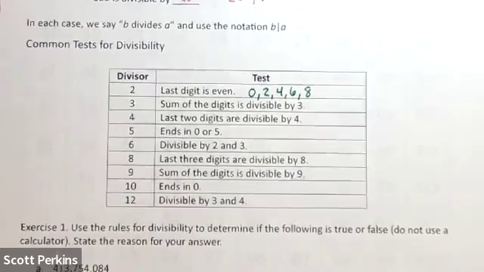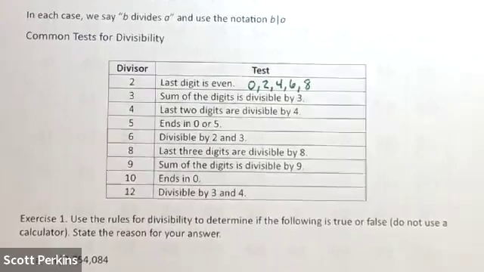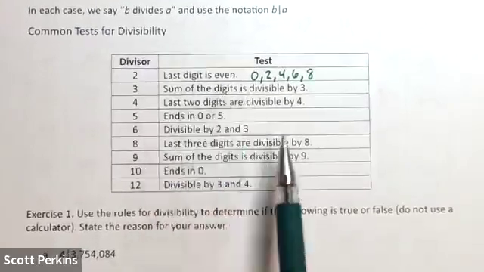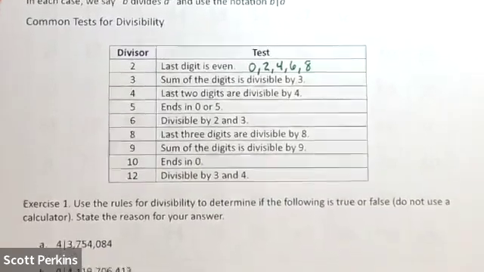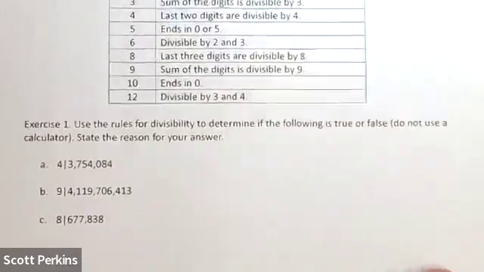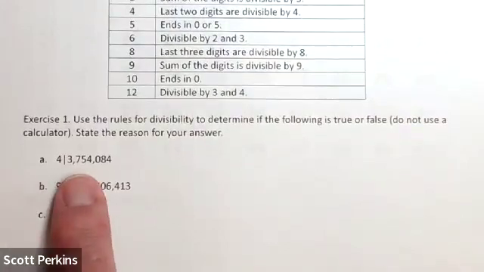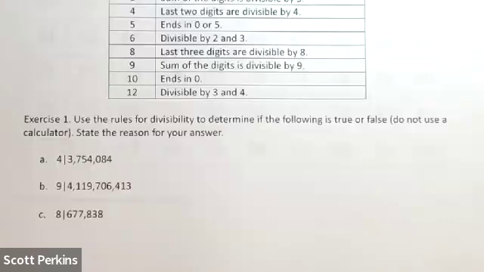So here's what I'm going to have you do. I'm going to have you push pause on this video, and I want you to use the rules in this chart in exercise 1. There are 3 examples, and I would like you to determine in each of those examples if the number is divisible. For instance, the first problem says 4 divides 3,754,084. I want to know, is that true or false? Does 4 divide it, or is 4 not a divisor? Use the properties. Same thing for the other two. So push pause on your video. I'll be right back.